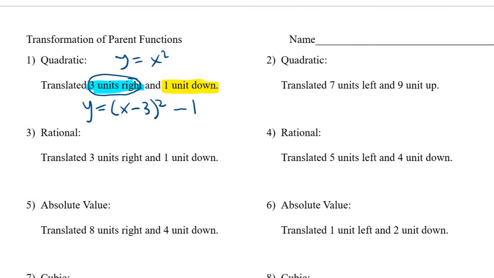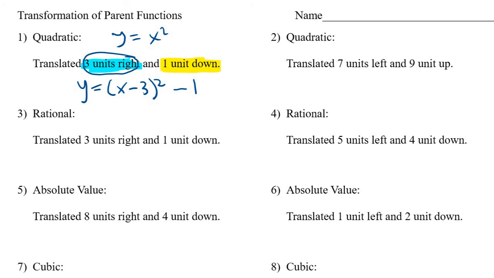For other parent functions. Okay, let's do other ones, like for example rational. Let's go to number 3 for rational. So we know that the rational function parent is y equals 1 over x. So I'm going to go 3 to the right on that. That means I'm going to change the input. So it will be y equals 1 over x minus 3. I have just changed the x to x minus 3, and then 1 unit down, so minus 1. And so you will get the same effect. If I graph this, it's going to shift 3 units to the right and 1 unit down.